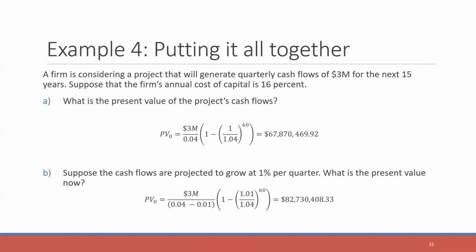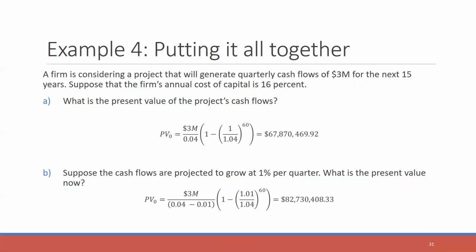So 4 times 15. Part B, suppose the cash flows are projected to grow at 1% per quarter. What is the present value now? Again, take your calculator, take a pen, take a paper, set it up, solve it out, do it step by step, and confirm that you're able to get both of these answers. Same idea. 3M, it's quarterly. My 16% is an annual rate. I'm going to take that and divide it by 4 to get my 0.04.